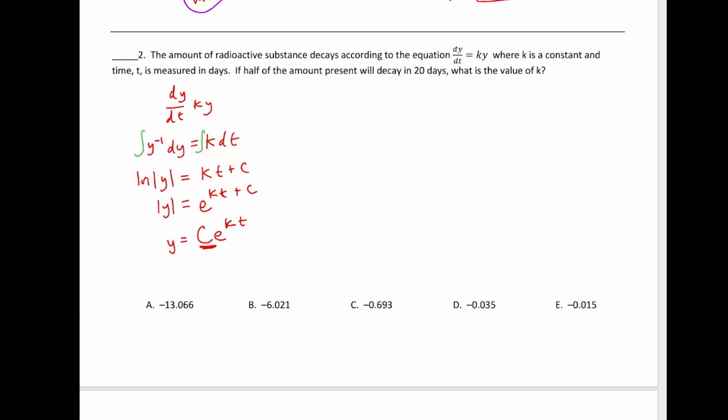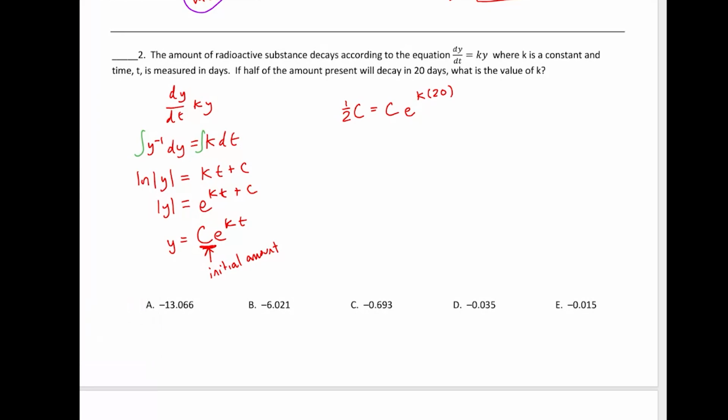So whatever the initial amount, remember this is the initial amount, and whatever the t value is, in this case it'd be 20 for 20 days, we want the final amount, the y, to be 20. So we'll say 20 equals, oh, I'm sorry, no, the final amount's not 20, that's the number of days. The final amount is half of the initial amount. So we'll just say half of c is equal to c times e to the kt, in this case 20. And we're going to isolate k here.